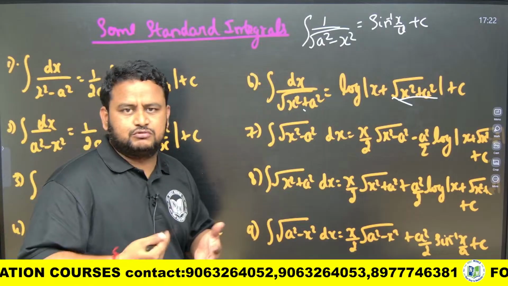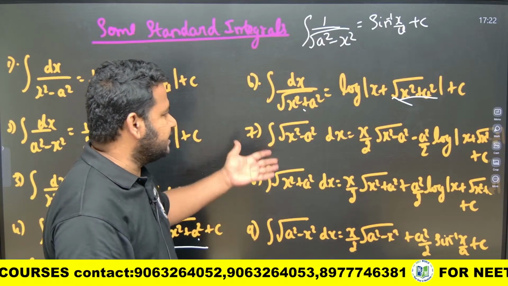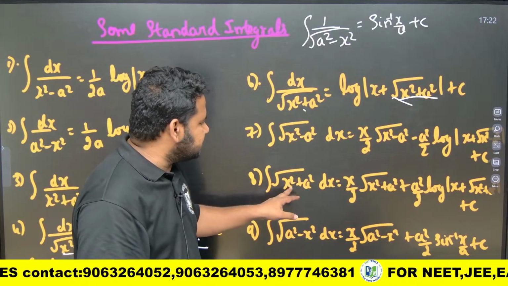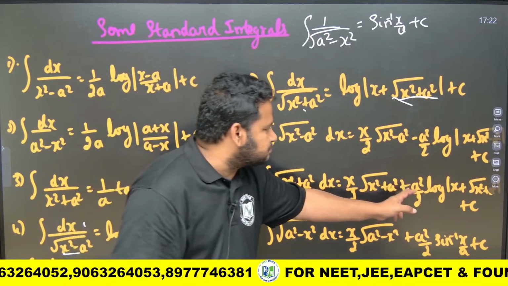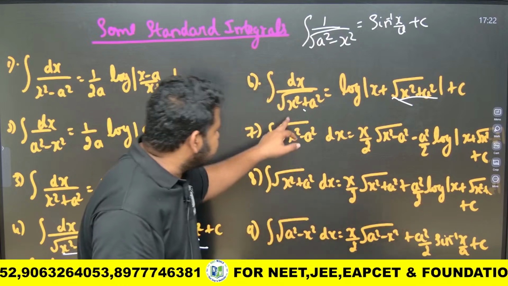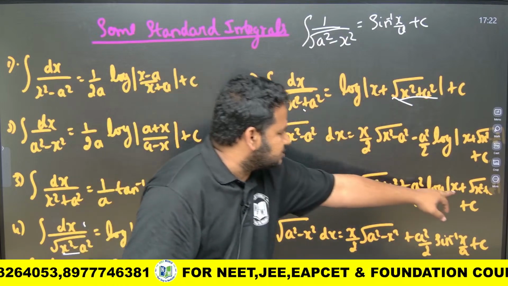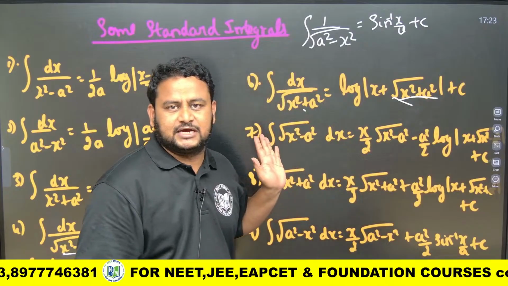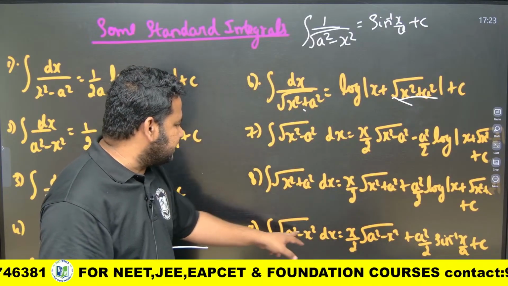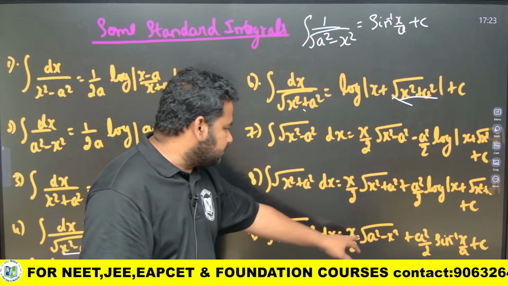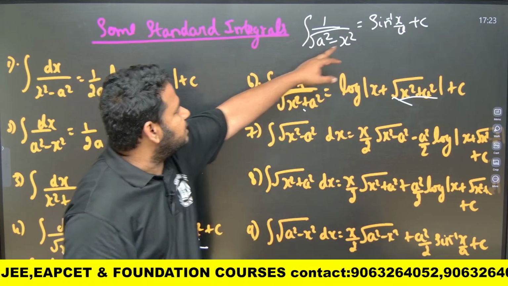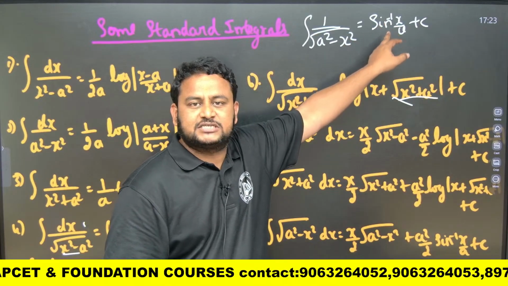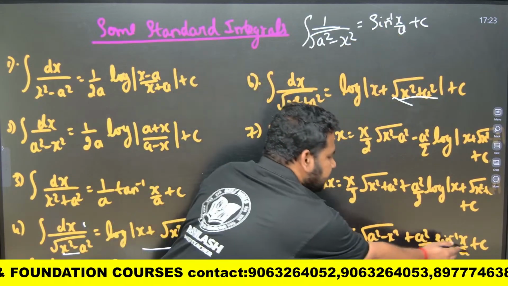Now the standard results you will study even for boards, but I am explaining here how to remember. Now square root of x square plus a square is x by 2 times square root of x square plus a square, since it is plus here it becomes plus a square by 2 times log of x plus square root of x square plus a square, that is the same formula you are copying. Got it. Now when it comes to square root of a square minus x square, it is x by 2 square root of a square minus x square plus a square by 2 times sin inverse of x by a plus c. So this formula you are using here.